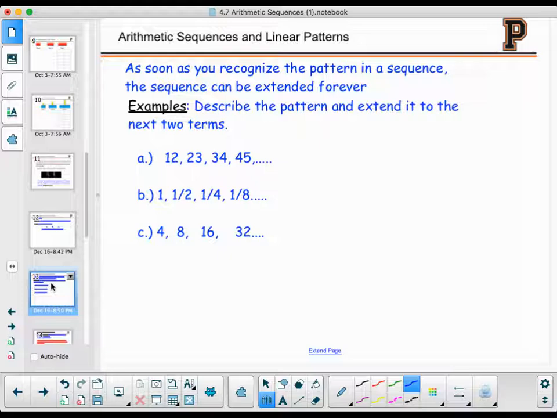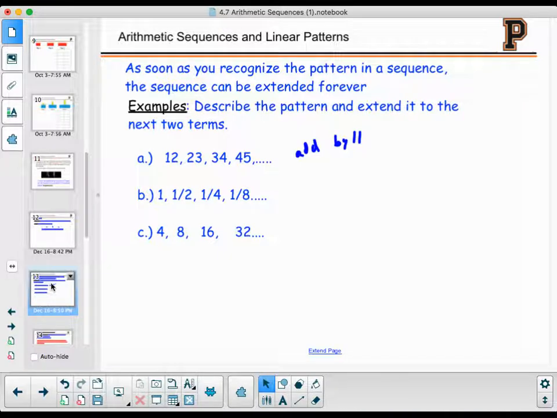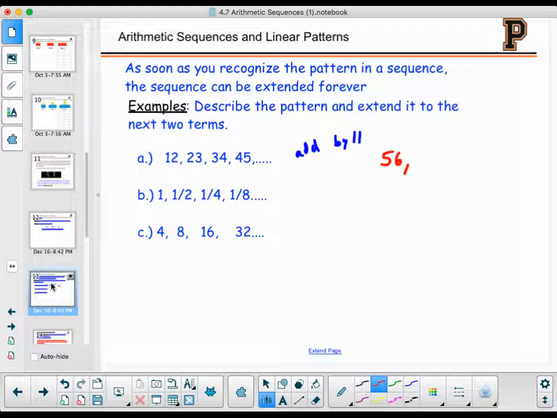Okay, let's look at these examples. Letter A, you go from 12 as the first term, 23 as the second term, 34 as the third term, 45 as the fourth term. The pattern in this case is that the numbers are being added by 11. The next two terms in the sequence would be 11 greater than 45, which is 56, and then 11 greater than that number, which would be 67.